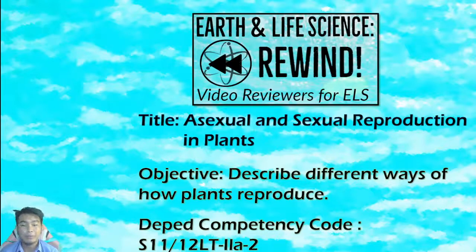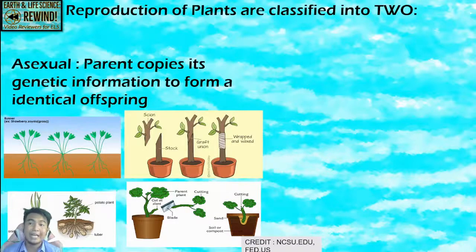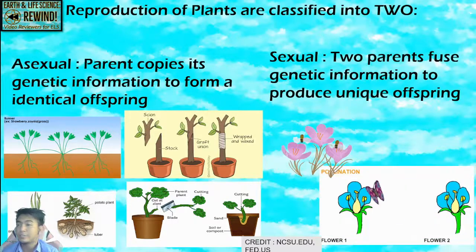This time, we will describe different ways of how plants reproduce, asexually and sexually. Reproduction of plants is classified into two. Asexual meaning the only lone parent copies itself and its genetic information to form an identical offspring. Sexual reproduction means two parents fuse their genetic information to produce a unique offspring.